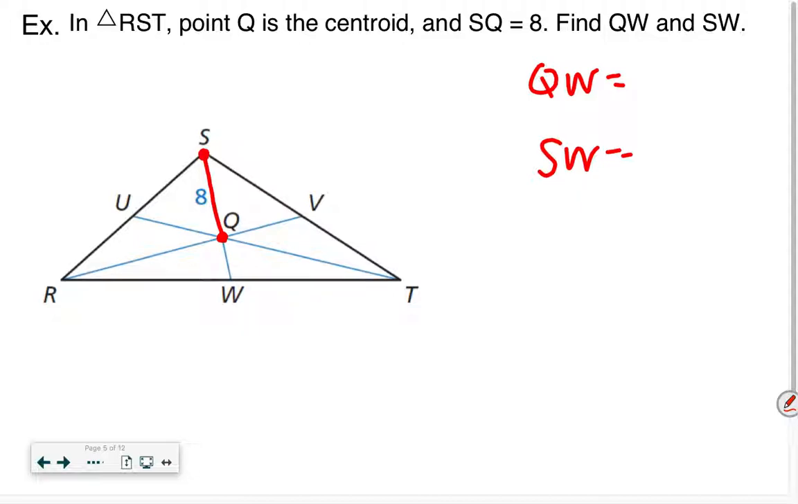Well, I think we know it's not the entire segment, and when I say entire segment, I'm saying the entire median. It's not the entire median, because it doesn't go clear all the way across. It stops here at Q. So then you have to decide, is S to Q the 2/3 piece or the 1/3 piece? Is it the long piece or the short piece? It's the long piece. Q to W is clearly shorter than S to Q, right? So that's the 2/3 piece.